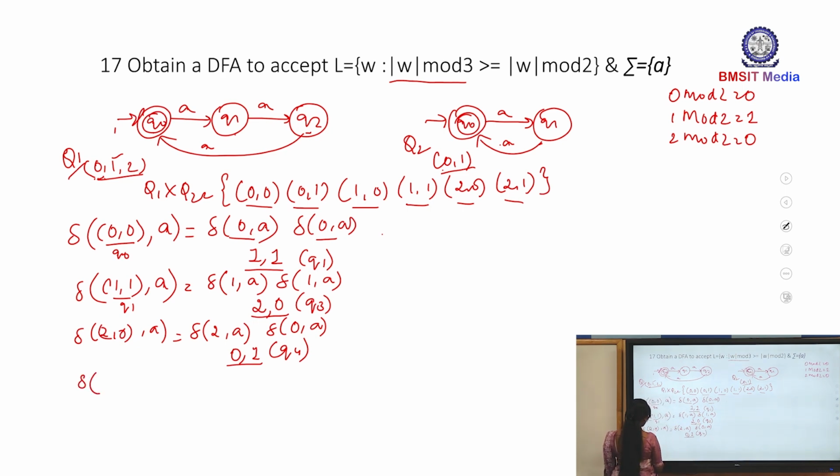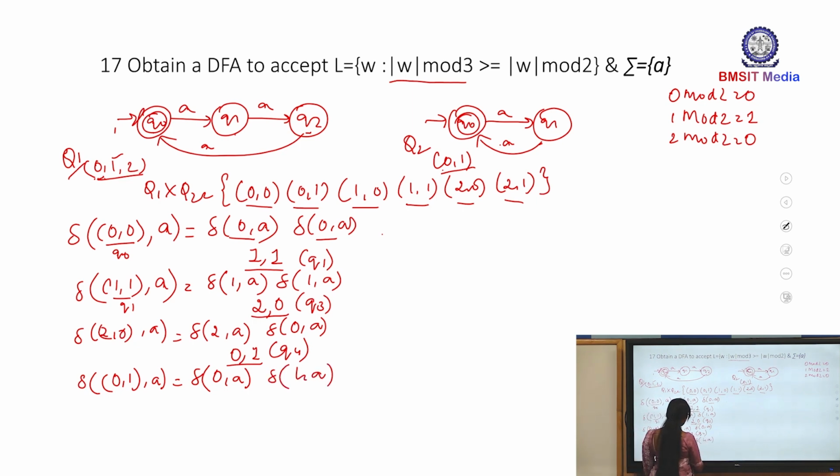So delta of (0, 1), my current state, comma A, is the same thing as delta(0, A) and delta(1, A). Now for (0, A), I am in the state 0. On accepting A, I reach 1. And then I am in the state 1. On accepting A, I reach 0. So this becomes my next state, which is Q5. Okay. Now proceed on similarly.